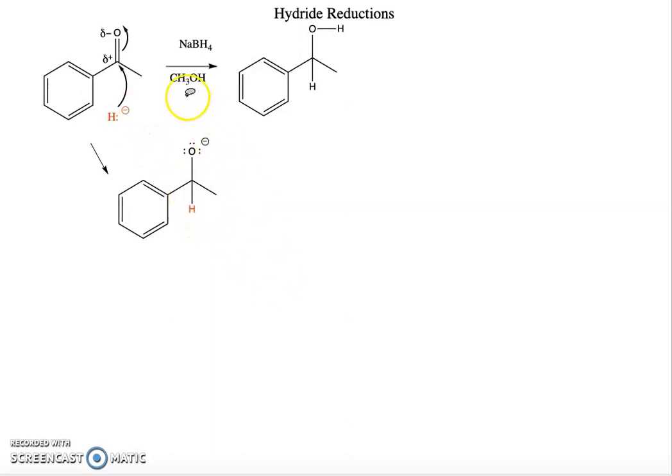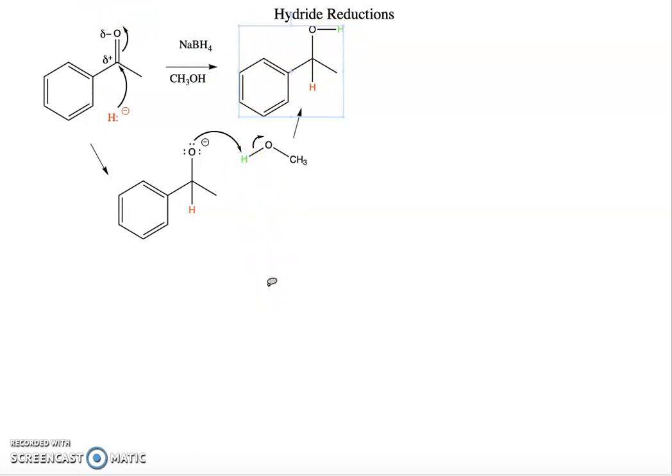The next thing that happens is that the methanol provides the second hydrogen, the hydrogen to this oxygen, to give us our alcohol. So the oxygen takes this hydrogen, the other oxygen leaves with the extra electrons, and we get our alcohol. If we look at where each of these new hydrogens came from, the one on the carbon came from my hydride, and the one on the oxygen came from my methanol.